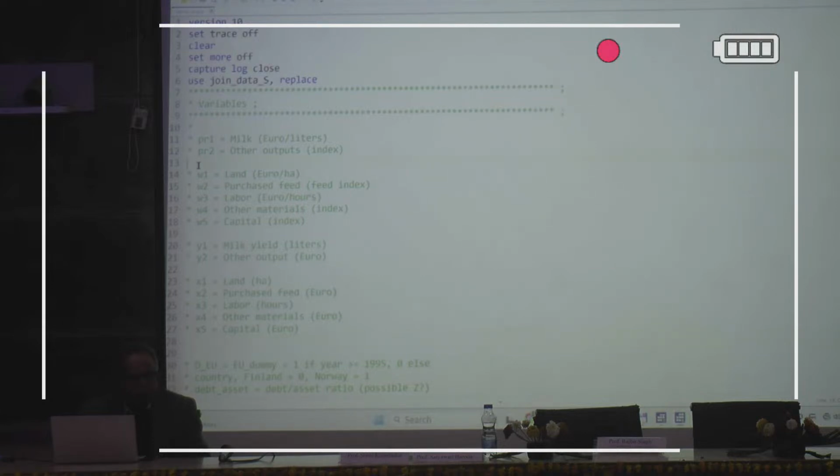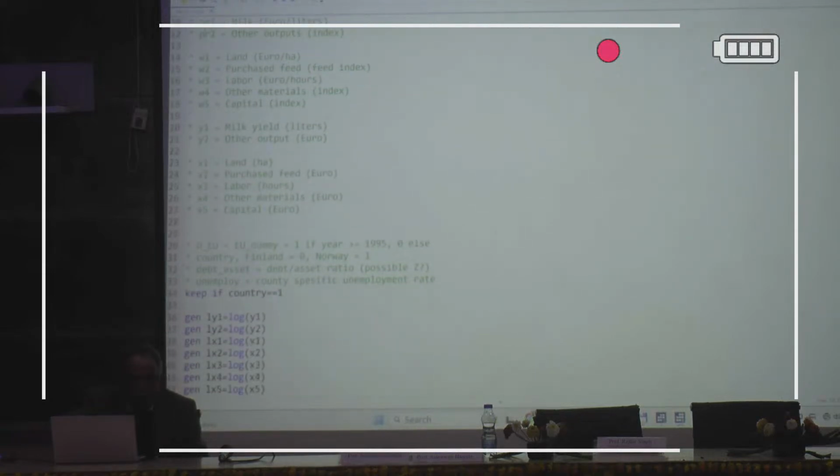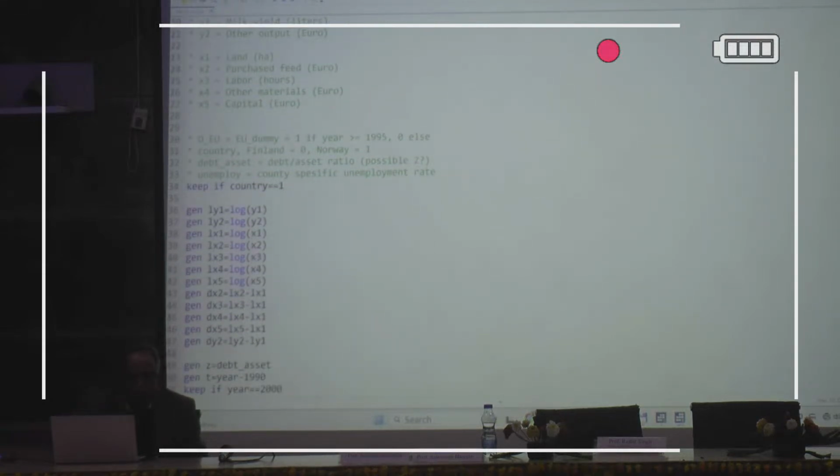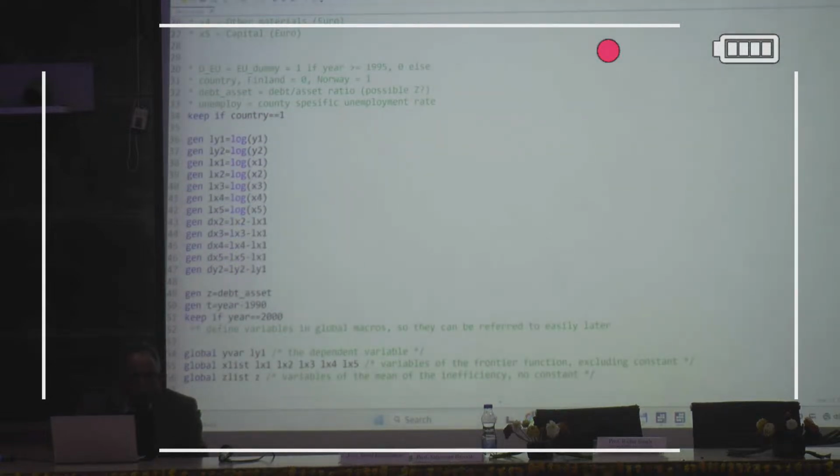These are some of the variables that we're creating. This is a new data set. These are different variables that are used, and then you can just see this is the generation command. gen ly1 is log of y1. gen ly2. This is how the different variables are created. If you look at line 43, I'm doing dx2 is lx2 minus lx1, and so on. The d variables, remember, this is when we were talking about the input distance function.